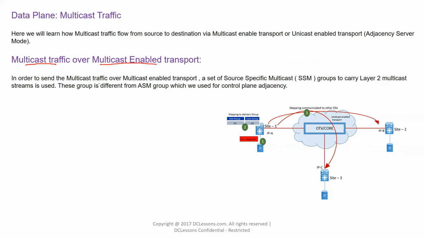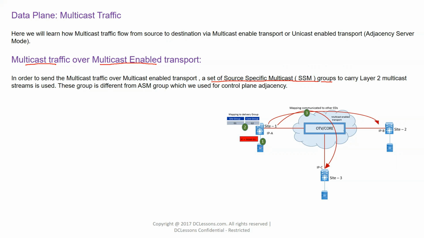In order to send the multicast traffic over a multicast enabled transport, a set of SSM, source specific multicast, groups is used, which is configured under the logical overlay interface of the edge device. Remember, in previous sections when we were learning the OTV concepts and terminologies, I said that under the overlay interface, two types of multicast groups are configured. One is for the control plane and another one is for the data plane. For the control plane, an ASM group is configured, and for the data plane, an SSM group is configured.